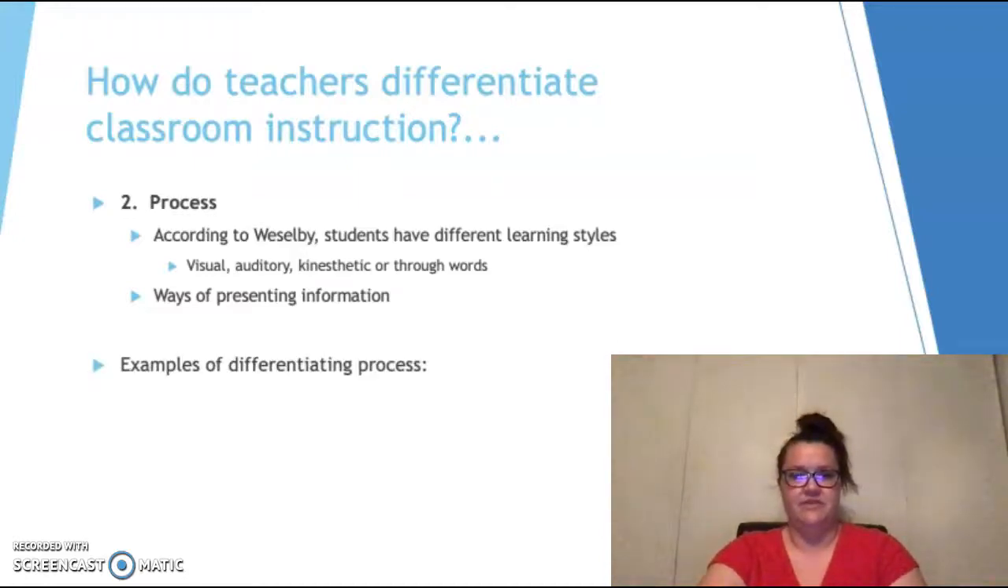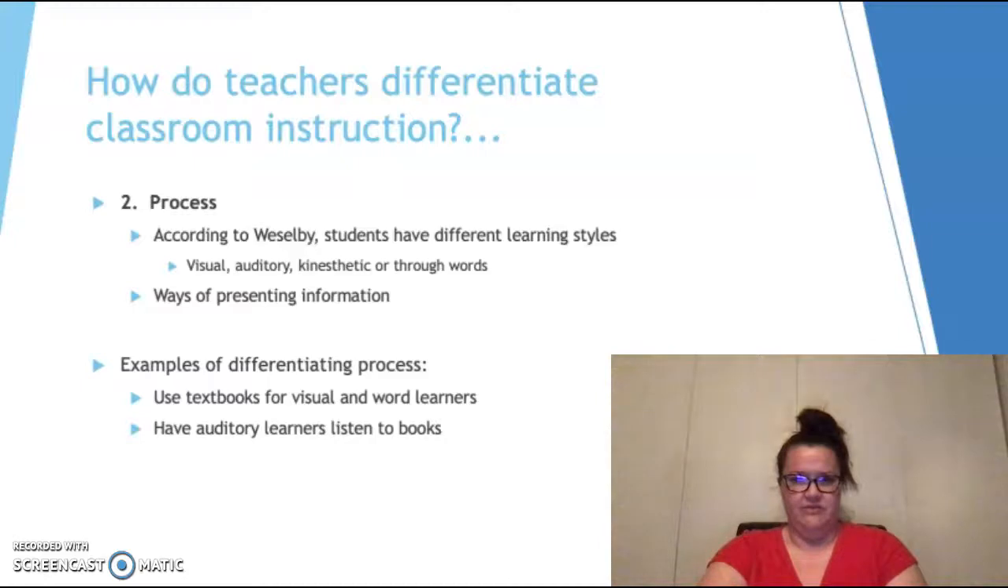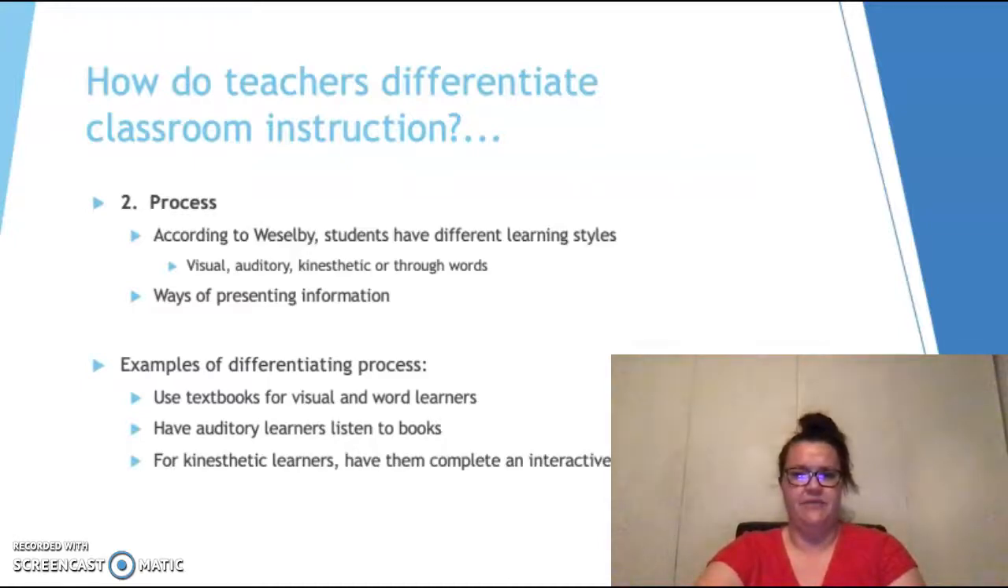Here are some examples of differentiating process. Use textbooks for visual and word learners. Have auditory learners listen to books. For kinesthetic learners, have them complete an interactive online assignment.